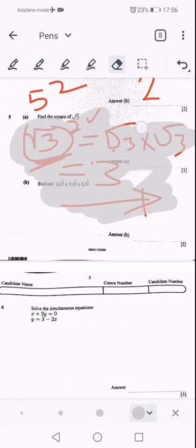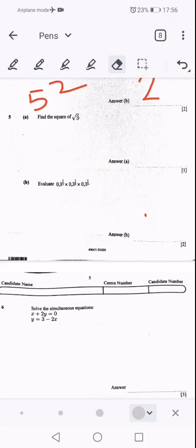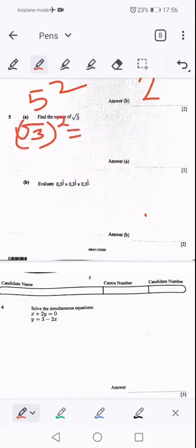So it's something like this. Root 3 to the power of 2 is equal to root 3 times root 3. Then we get 3 like this. Then our final answer here was supposed to be 3. That's it.